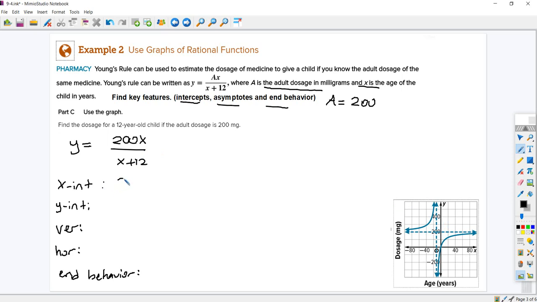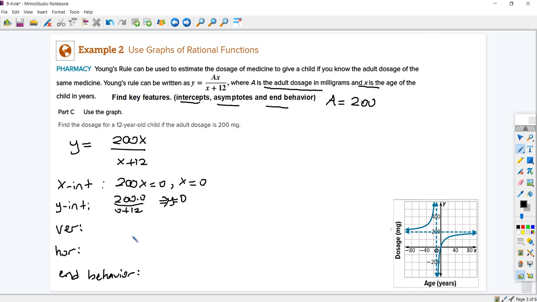Remember, for x-intercept, you just check the numerator. That'll equal 0. That gets you x is equal to 0. You know how to do that. For y-intercept, you just replace the x with 0, as you know. It's just going to be 200 times 0 over 0 plus 12, which is just 0 again. So y will be equal to 0. So again, just like the previous question, we have the origin as the x and y intercepts.